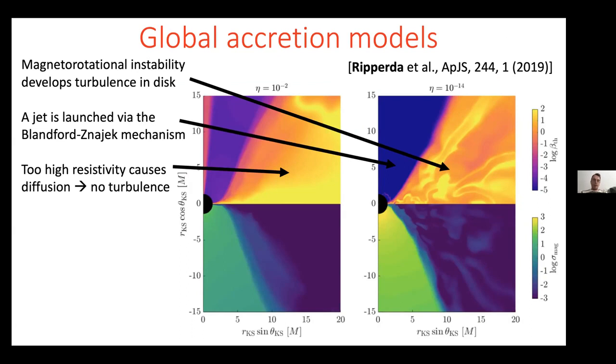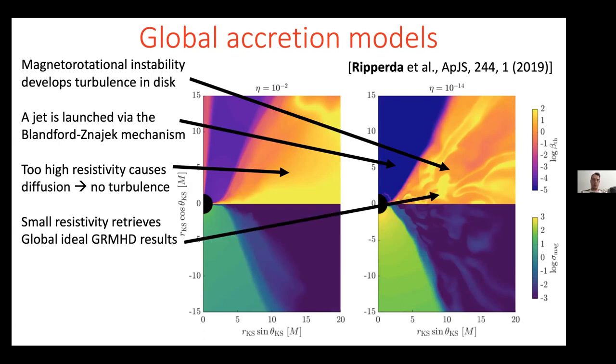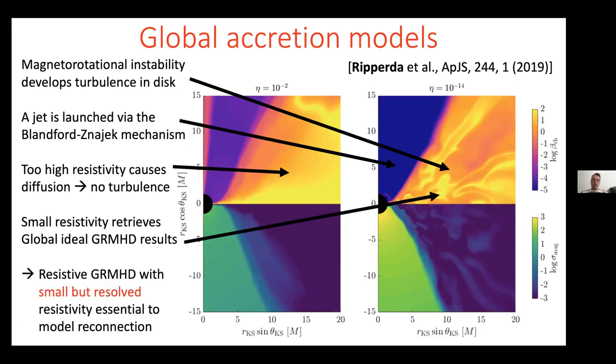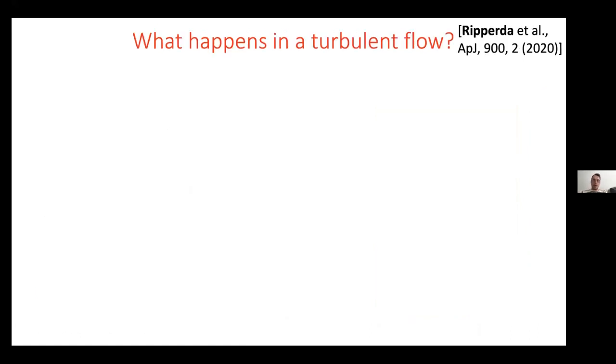If we have a too high resistivity, like 10 to the minus 2 here on the left, we see that the MRI is quenched by diffusion, and no turbulence can develop, and there is no strong jet that is launched. So a small resistivity retrieves the global ideal GRMHD result, which is a good thing. However, it's important that this resistivity is actually resolved on the grid. Otherwise, you might as well just be doing ideal GRMHD simulations, and there is no need for any complicated numerical algorithms.